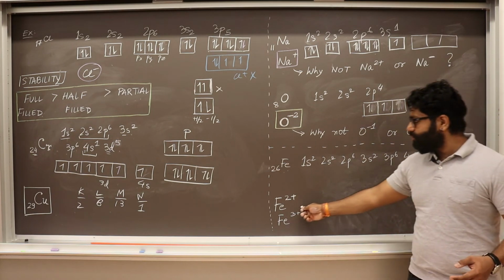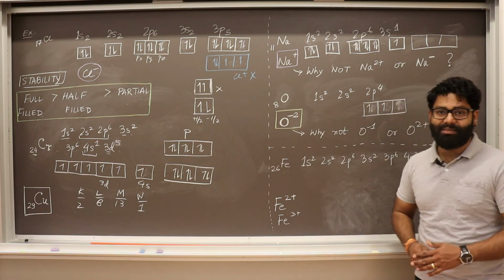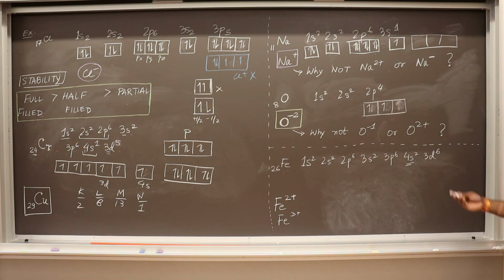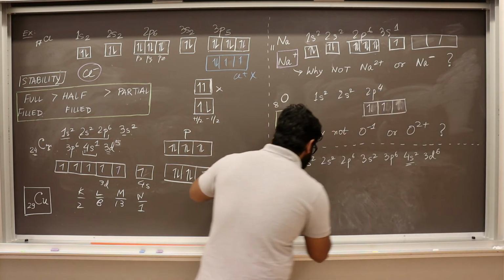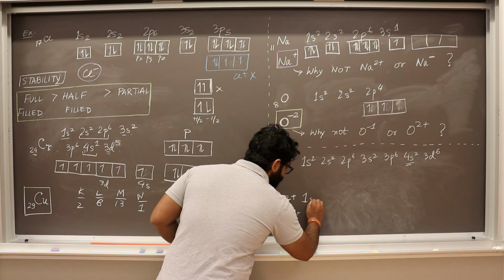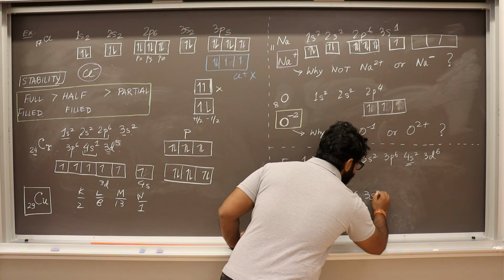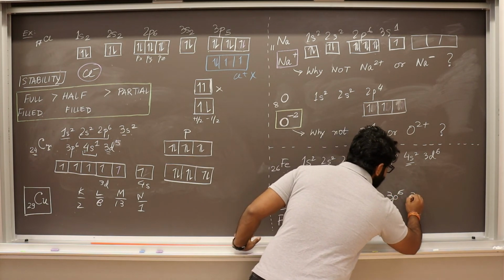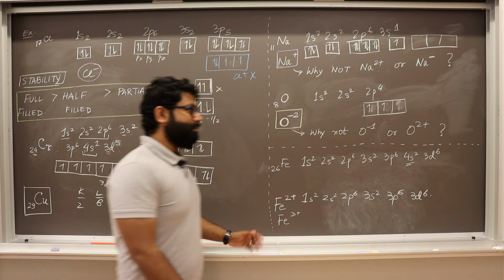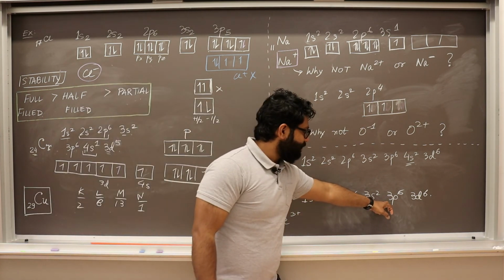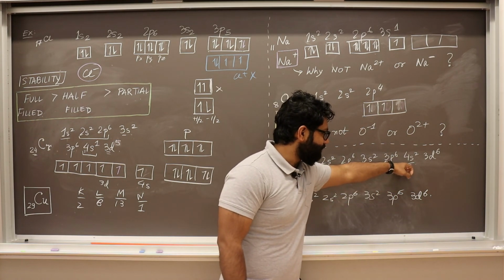Now, let's assume that you want to write the configuration of Fe2+. Now you know Fe2+ means that you have lost 2 electrons. Now tell me, where from will you be losing the 2 electrons? You're right, you will be losing the 2 electrons from the 4s2. Therefore, the electronic configuration of Fe2+ becomes this, because the 2 electrons are lost from 4s2.